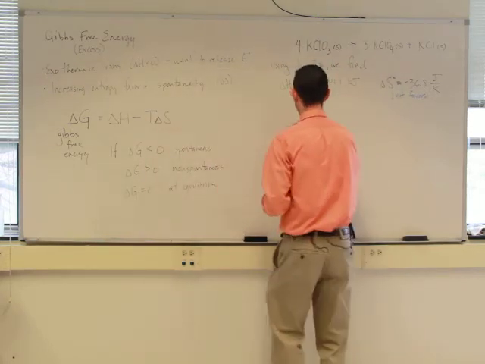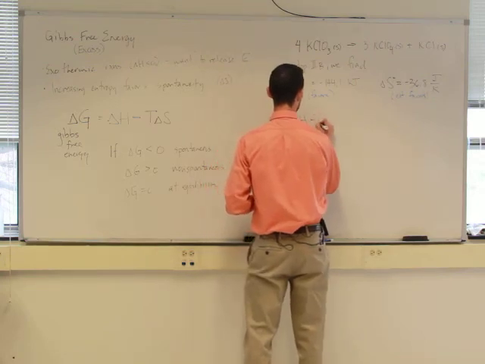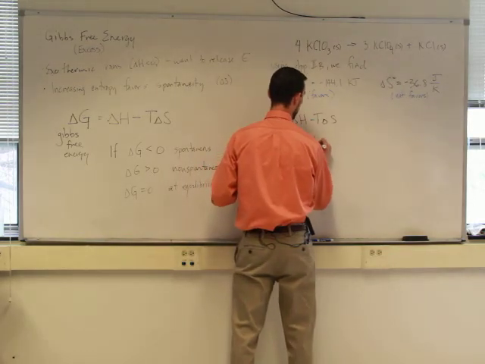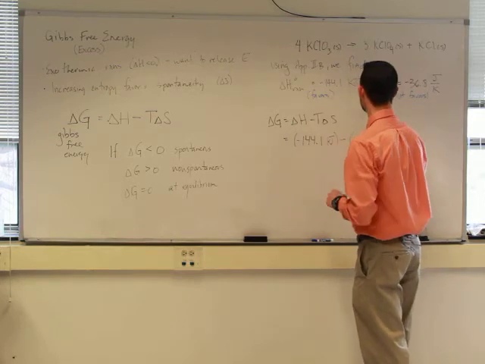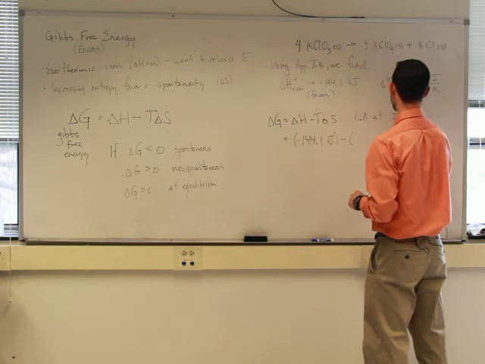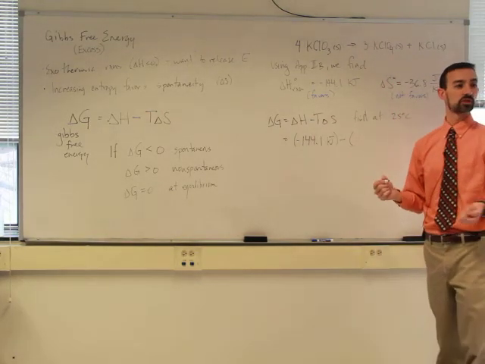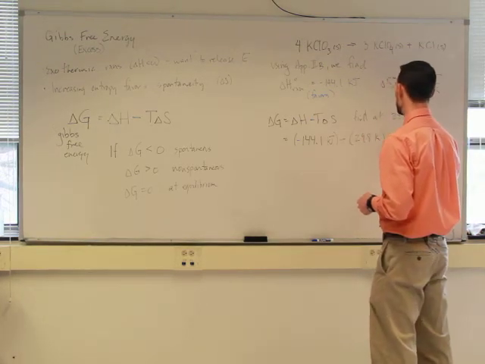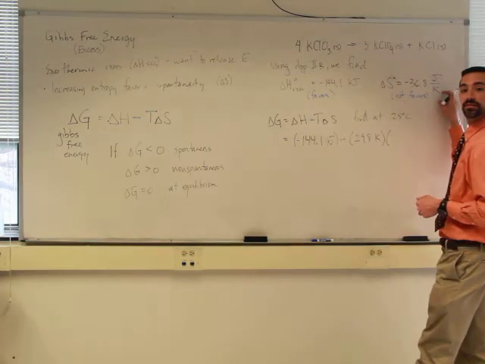Okay? So, delta G for this reaction would be delta H minus T delta S. So that is negative 144.1 kilojoules minus, and let's find this, by the way, at 25 degrees Celsius or 298 Kelvin. We'd have to have a temperature defined. I didn't do that earlier. So it needs to be 298 Kelvin because our delta S has units of Kelvin in it.